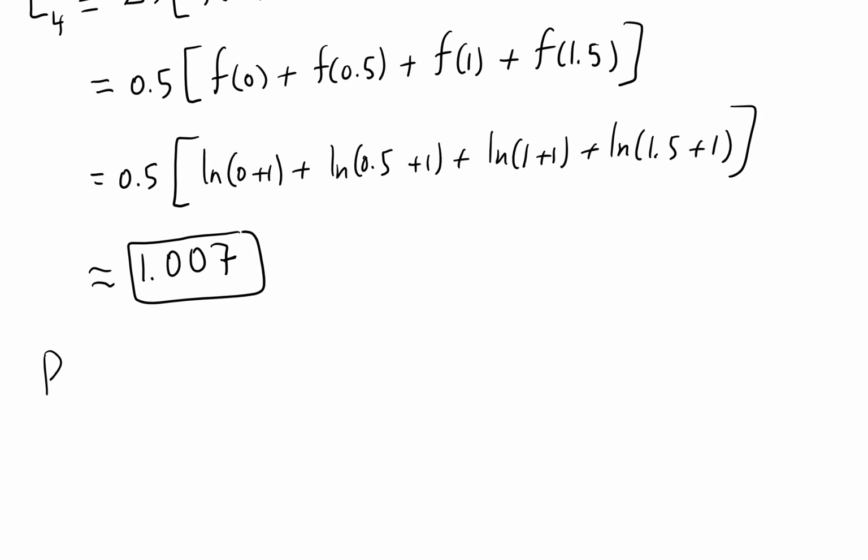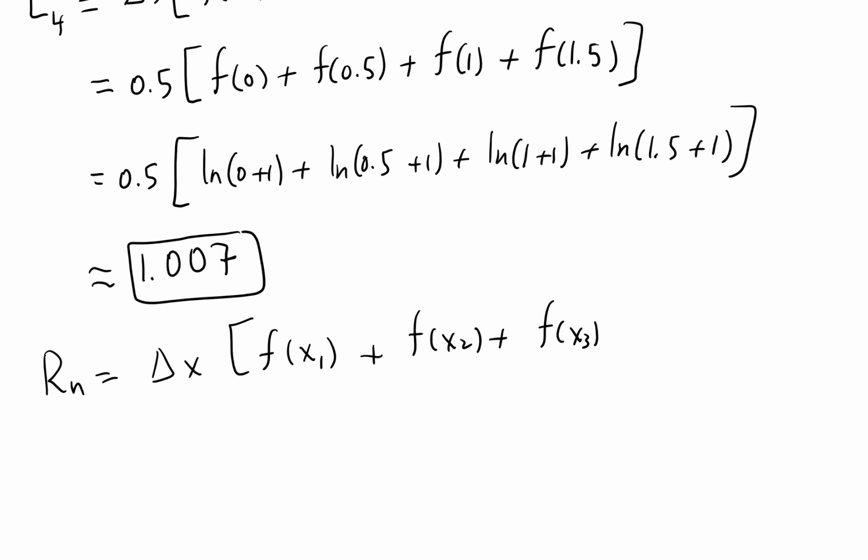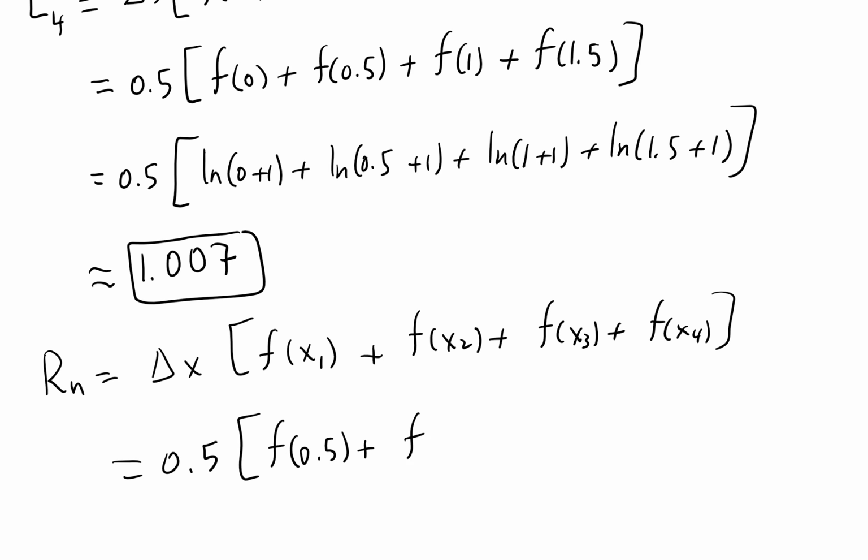The right endpoint, it would go the same way, delta x, but we skip the first one. We skip the x0. So we do f of x1, f of x2, f of x3, and f of x4. We go all the way till the last one. So delta x, remember, 0.5. F of x1 was 0.5. x2 is 1. x3 1.5. And the last one is 2.